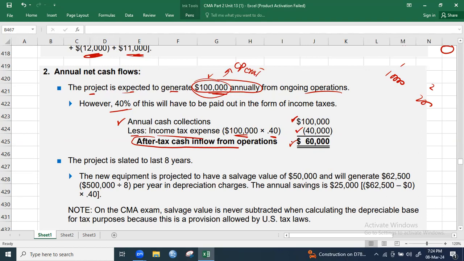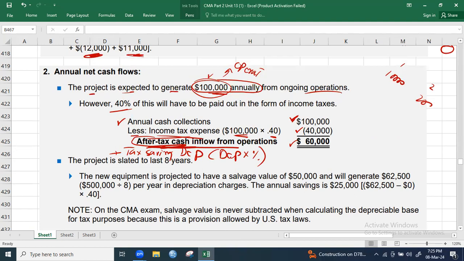Usually in the CMA exam, this will happen like that. He will only tell you annual cash flows and the tax rate; just deduct the tax effect from the annual cash flows. This will give you after-tax cash flows. After that, you need to add tax saving on depreciation. For that, you need to know the depreciation value and multiply it with the tax percentage. So this will give you tax saving on depreciation, or the depreciation tax shield.